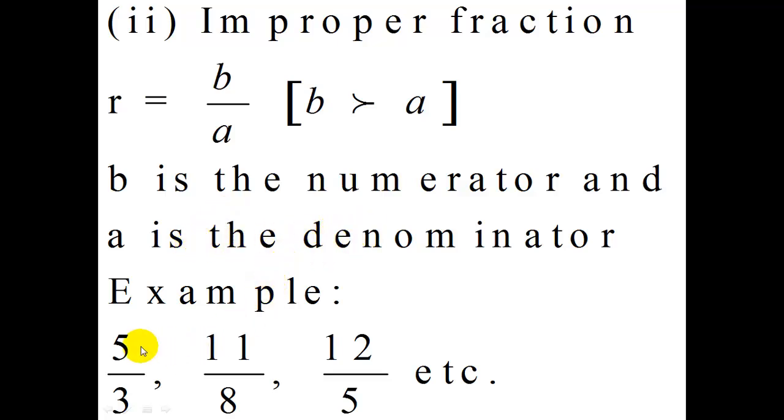Now, example, 5 over 3 is an example of an improper fraction because the numerator 5 is greater than the denominator 3. 11 over 8 is also an improper fraction because 11 is greater than the denominator 8. 12 over 5 is also an improper fraction because the numerator 12 is greater than the denominator 5, etc. So these are all examples of an improper fraction.